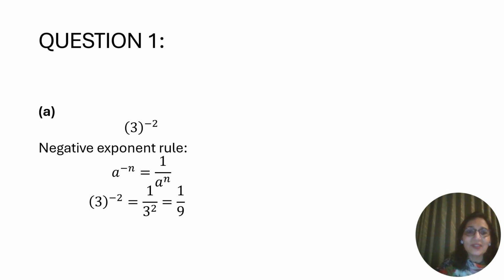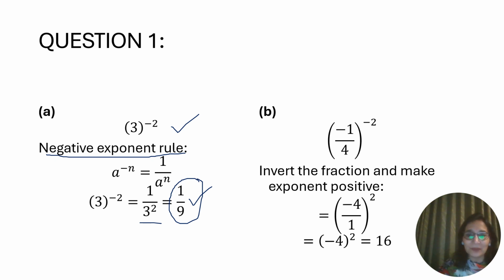Looking at this question, it is 3 to the power minus 2. To solve this, as I've already told you, to convert negative to positive, we reciprocate. The rule you have to use is called the negative exponent rule. So a to the power minus n will become positive: 1 upon a to the power n. So 3 to the power minus 2 gives you 1 upon 3 square, which is equal to 1 upon 9. So this is your answer. 3 square means 3 into 3, 9.